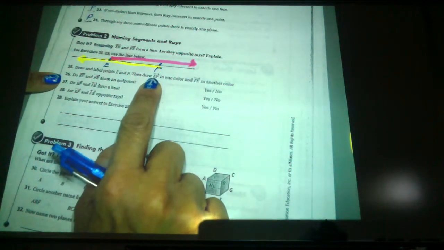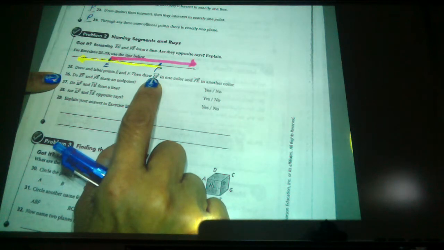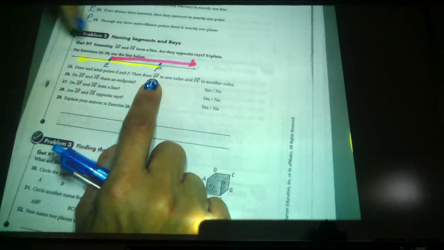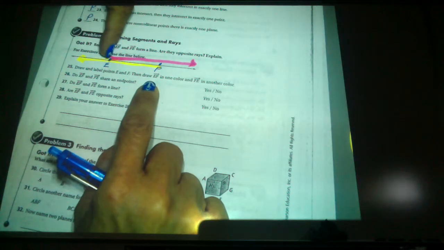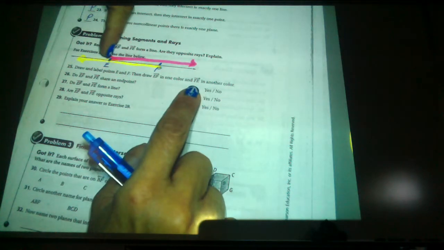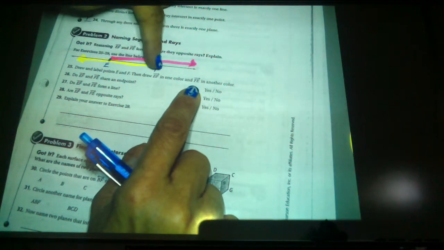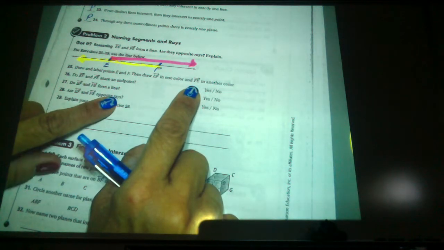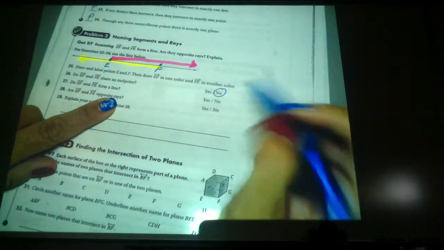Do ray EF and FE share an endpoint? Yes or no? What's the endpoint of ray EF? Well, what they call an endpoint, remember, I really call a starting point. They call it an endpoint with a point. But doesn't ray EF really start, or its endpoint is at E? And what about FE? Does it start at F? So do they share the same endpoint? No, because their version of endpoint is our version of a starting point. So the answer to that is no.